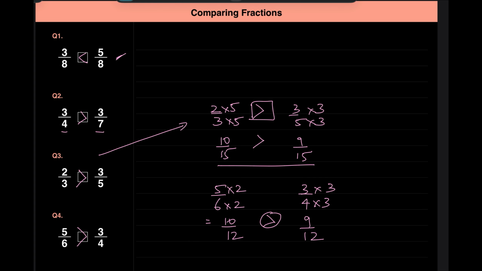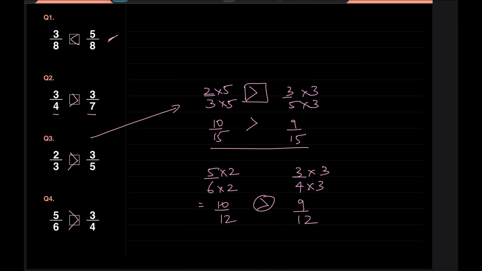So we get the greater sign over here. Now there is another method in which you can find which is the greater fraction. That is known as the cross multiplication method. So what you are going to do is multiply 3 by 8 and write the answer on top of 3. Multiply 5 by 8 and write the answer on top of 5.